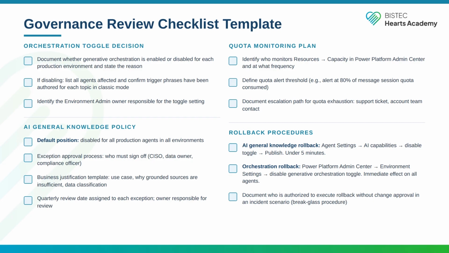Generic policies fail audits. Spend extra time with participants writing the AI General Knowledge Exception criteria. It is the most commonly underdeveloped section. Question to pose: In your organization, who would be the break glass authority for rolling back a generative AI setting in production without waiting for change board approval? Is that person's authority documented anywhere today?